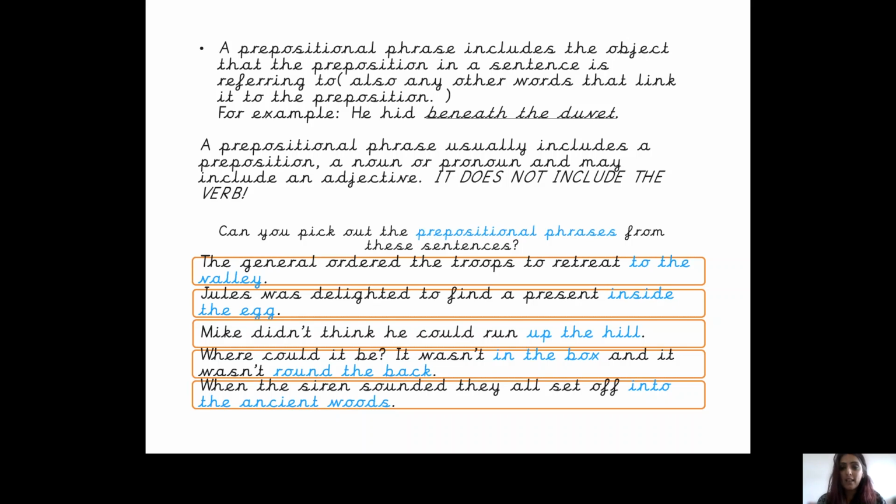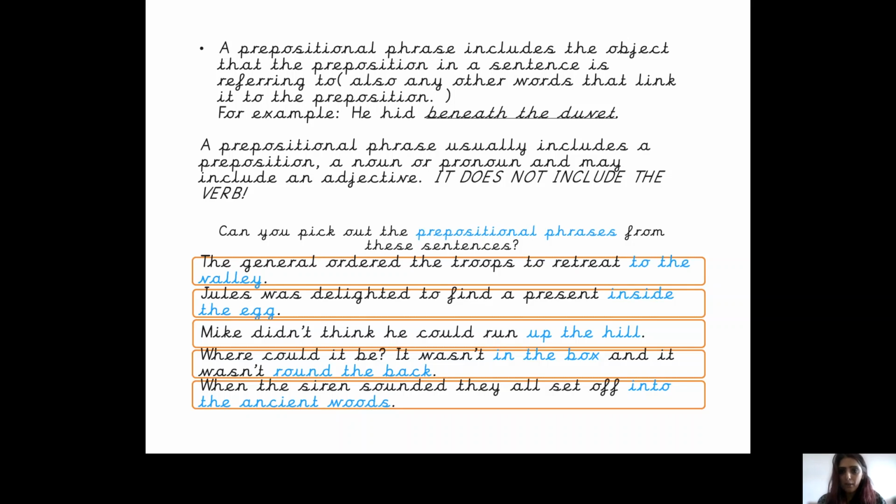Because now you're quite clear on what a preposition is, we're going to go through what a prepositional phrase is. It includes the object. So it tells you where the object is and the actual object. For example, he hid beneath the duvet. Beneath is a preposition, the duvet is the object. The prepositional phrase usually includes a preposition, which tells you where it is, a noun, a pronoun, and may include an adjective, but it does not include a verb.